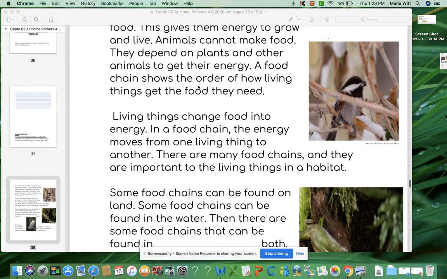A food chain shows the order of how living things get the food they need. Living things change food into energy. In a food chain, the energy moves from one living thing to another. There are many food chains, and they are important to living things in a habitat.